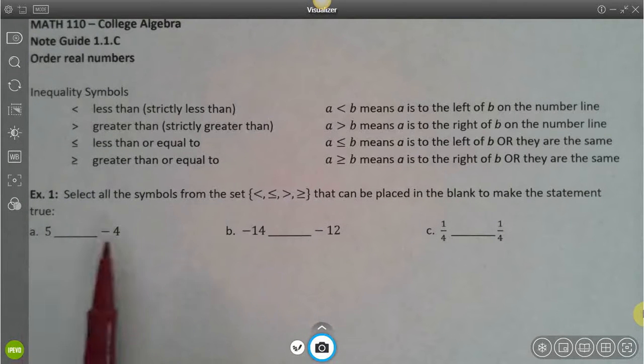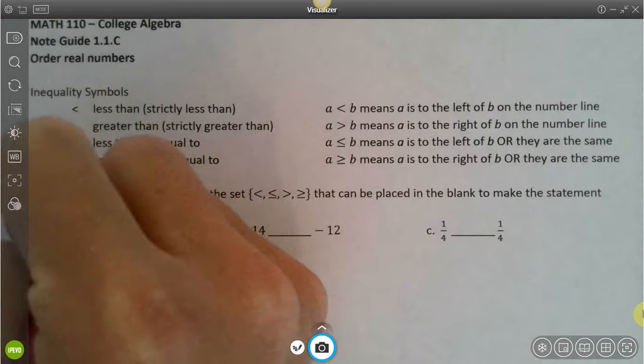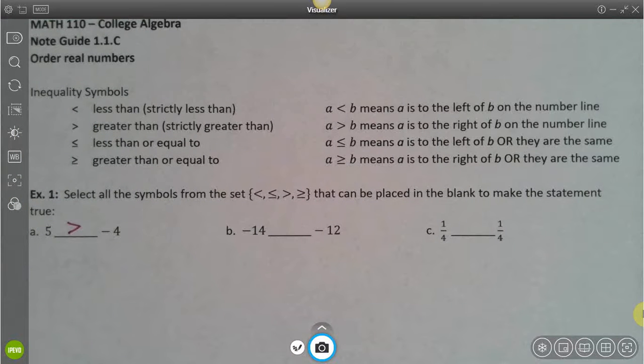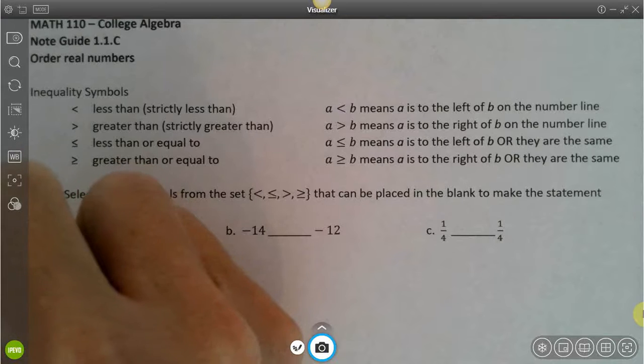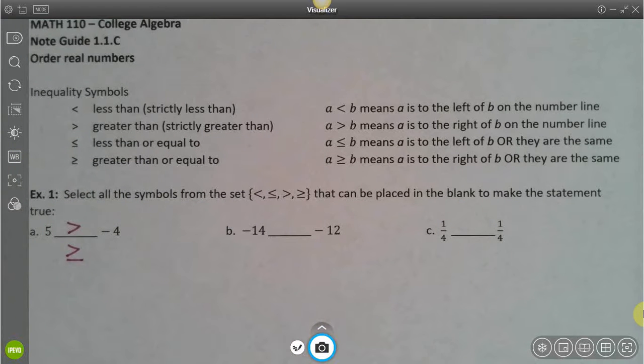So we're first comparing 5 and negative 4. 5 is bigger than negative 4. 5 is to the right of negative 4 on the number line, which means we can say 5 is greater than negative 4. But we can also say 5 is greater than or equal to negative 4. Now in this case, they're not equal. 5 is strictly bigger than negative 4, but because we're satisfying the greater than part of the inequality, it would still be a true statement to use this symbol in here.